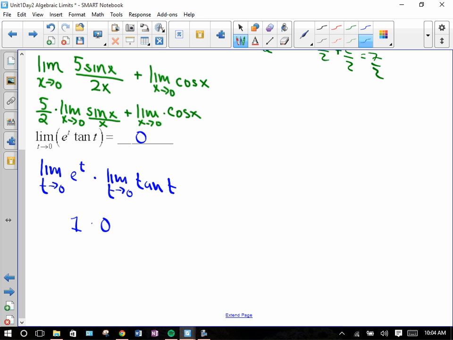Yeah, the unit circle goes on. I'm saying that the tangent of t is 0. It is the y value divided by the x value. So the sine of 0 is 0, the cosine is 1.